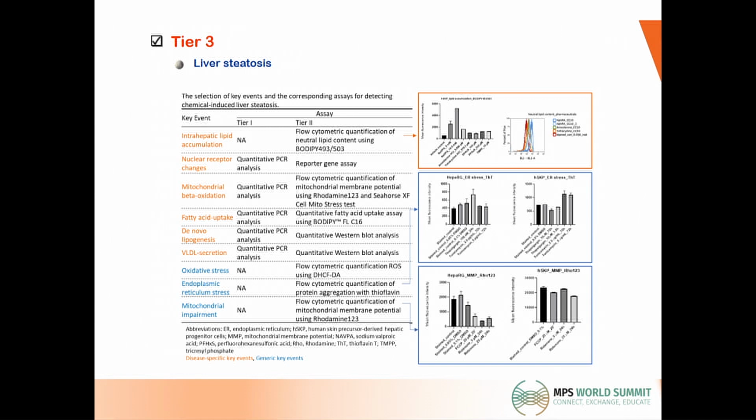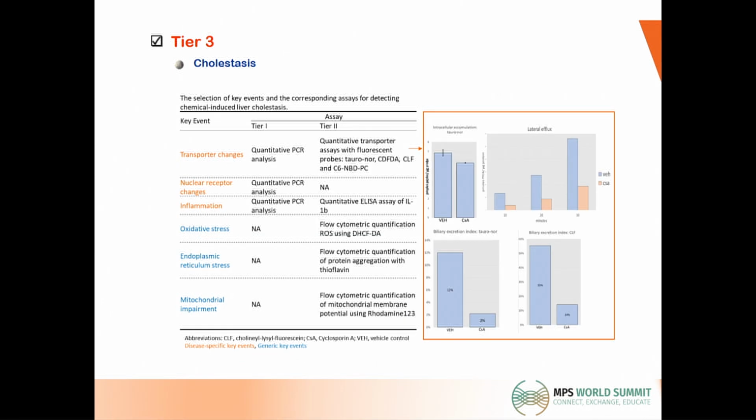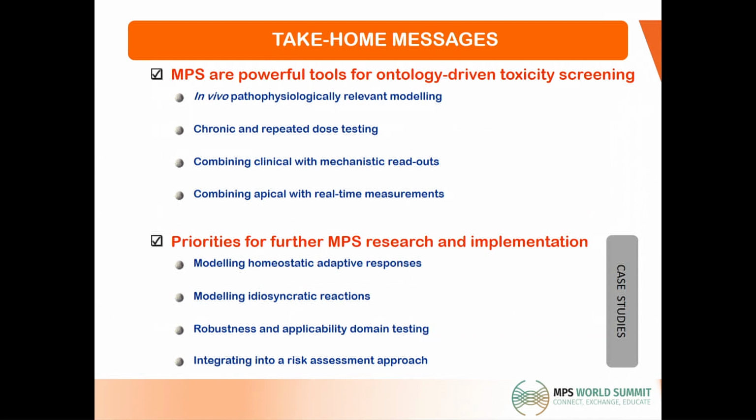So this is what we are currently doing, and you can see here that the assays indeed try to pick up the key event at the protein or the activity level, and the same is true for cholestasis. Here again, there is this distinction between what we call generic and toxicity-specific key events and the different assays. And obviously, you can use different kinds of liver-based in vitro models like MPS to do so.